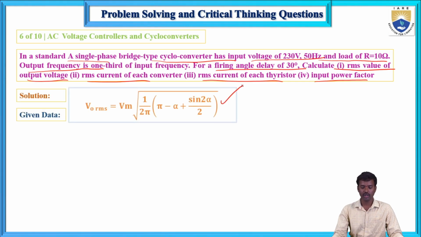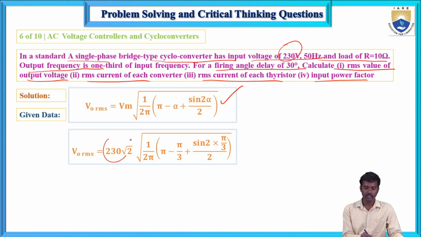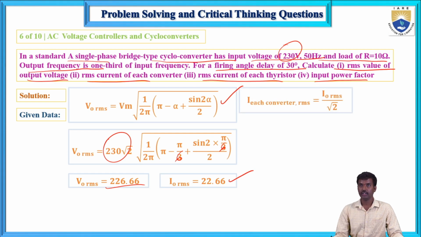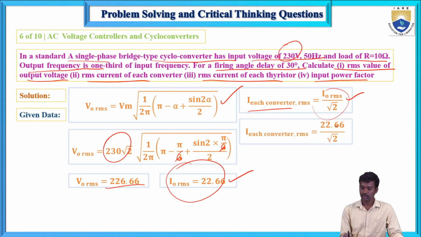This is the formula for the RMS output voltage. If you substitute, 230 is the RMS value, and 230 into root 2 is the maximum value, with alpha equal to pi by 6. Then calculate the RMS value of output voltage. This value equals 222.6, and after that the current equals 22.6. Each thyristor current equals I naught divided by root 2, that is 22.6 by root 2.